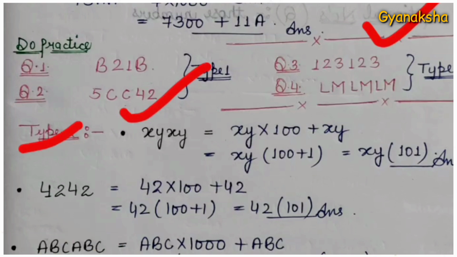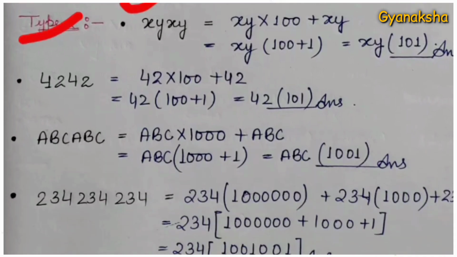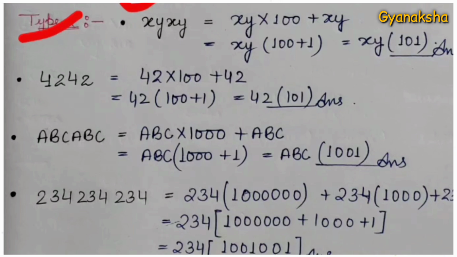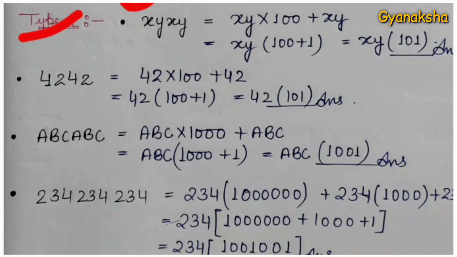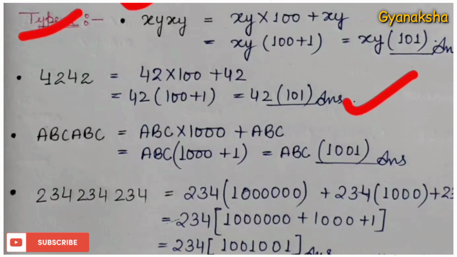Type 2, repeating digits, we have xy xy. Now you can see xy is at the 100 position plus xy, we can write. Now taking xy common, we will get 100 plus 1, which is 101 times xy. Same kind, 42 is repeating. The digits are repeating. So 42 is at the 100 position plus 42. Taking 42 common, we will get 42 multiplied by 101.